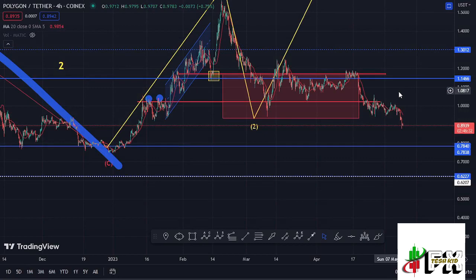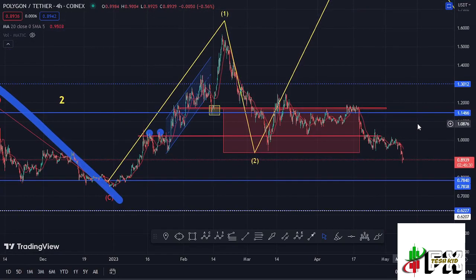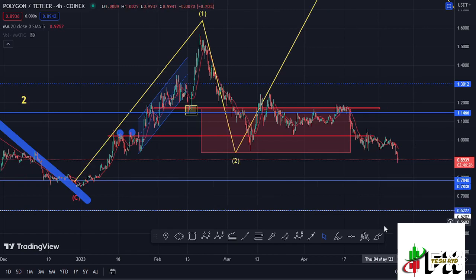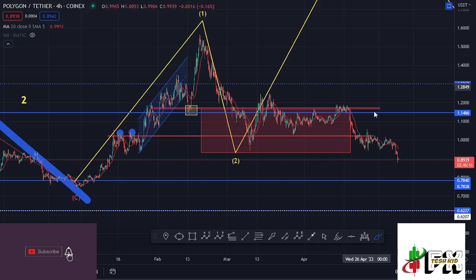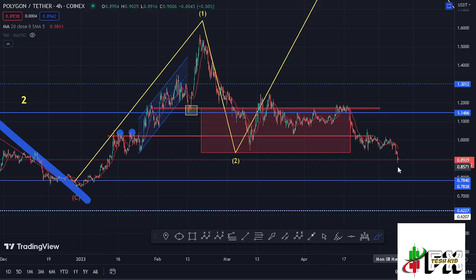Welcome back to TeshKidFX for another Polygon Matic price prediction update, which at the time of this recording is holding below the 20-day MA here on the 4-hour chart, which is now acting as a resistance for us to continue gearing up. We are also holding above a key area of support at around the $0.784 mark, which is now acting as support for us to continue gearing up.